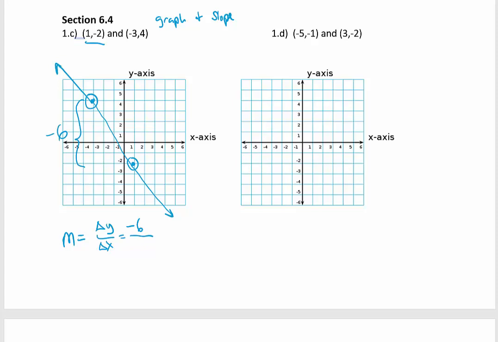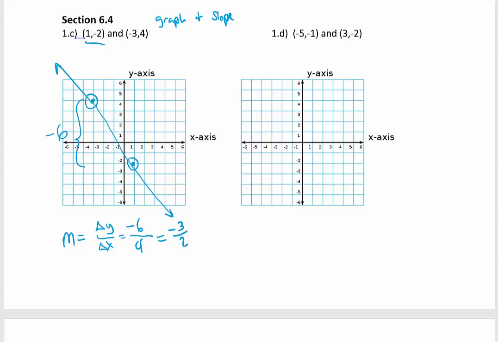So here we are as our x coordinate. Now we're going to move to the right: 1, 2, 3, 4 units to the right. So -6/4. Well, we want to write this as a negative slope, but we also want to reduce that 6/4. That can reduce down to -3/2.